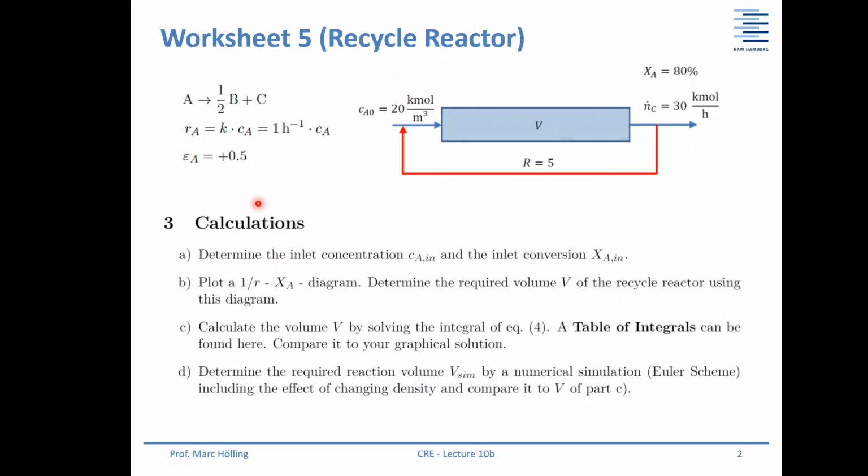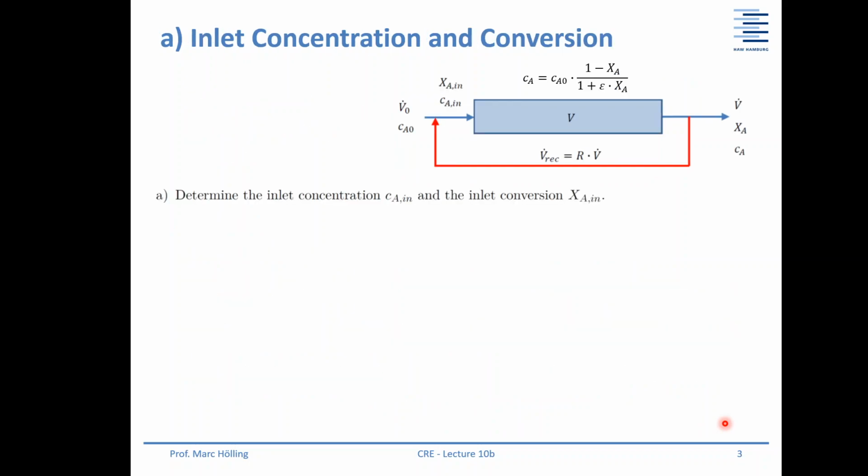What was your task? The task was to determine the inlet concentration Ca in and the inlet conversion Xa in. Then you had to do a graphical sizing of the reactor, and then you have to do it analytically by solving integrals, and part D was using the Euler scheme, which could be done by MATLAB. Okay, let's have a look. So first part was determine the inlet concentration and the inlet conversion.